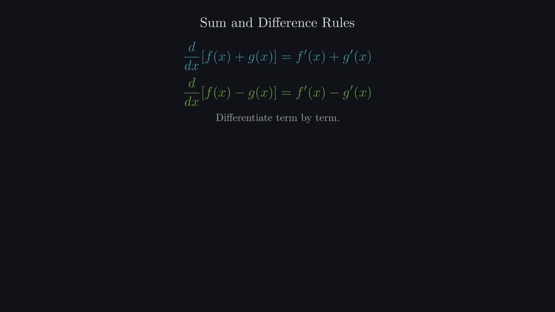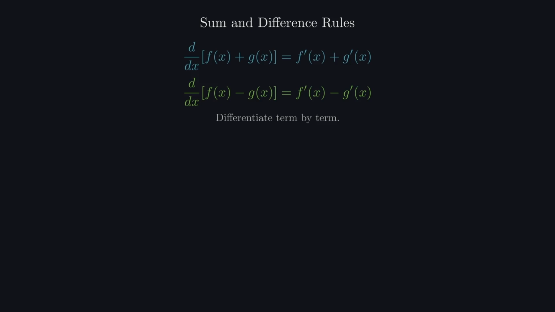Now we look at the sum and difference of functions. The derivative of the sum is simply the sum of the derivatives. d by dx of f of x plus g of x equals f prime of x plus g prime of x. Similarly, the derivative of the difference is the difference of the derivatives. d by dx of f of x minus g of x equals f prime of x minus g prime of x. Intuitively, if both functions are changing smoothly, their combined rate of change is just the combined effect of each one. This rule lets us differentiate complicated expressions term by term.